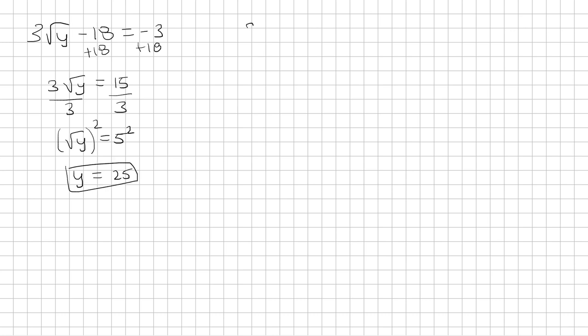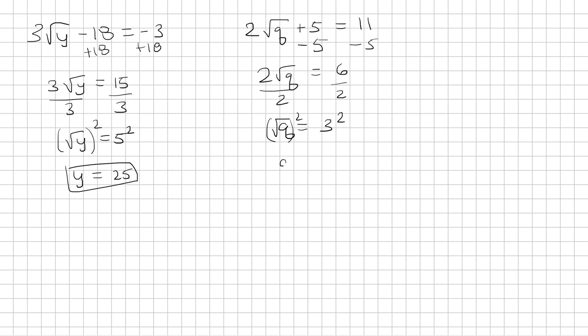Next example, we have 2 times the square root of q plus 5 is equal to 11. Our goal is to solve for q, so why don't we subtract both sides by 5 to get 2 square root of q is equal to 6. We still have a 2 here, so let's divide both sides by 2. And we have square root of q is equal to 3. Square both sides to get rid of the square root, and we get q is 9.